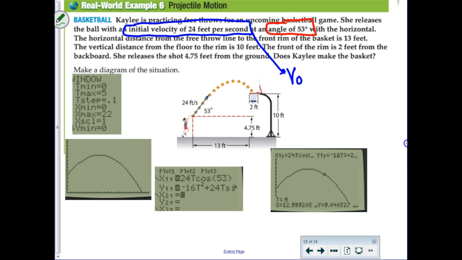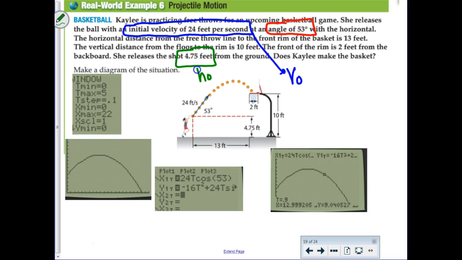Blah, blah, blah, horizontal distance. I can't read because I crossed off half of it. Okay, so 13 feet. The vertical distance of the floor is 10 feet. The front of the rim is 2 feet from the backboard. So they're just trying to help you set up your window and all those clues, because obviously she's not going to be launching the ball halfway across the court unless she's really bad. So your window should be appropriate for what she's looking at in the basketball court. And then it does say she releases it at 4.7 feet from the ground.